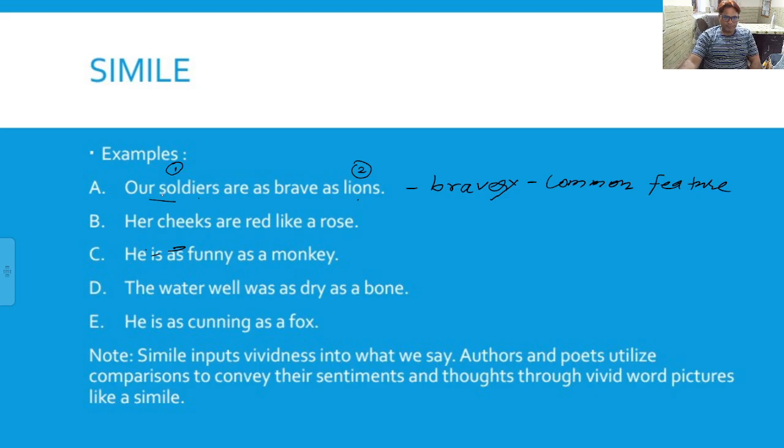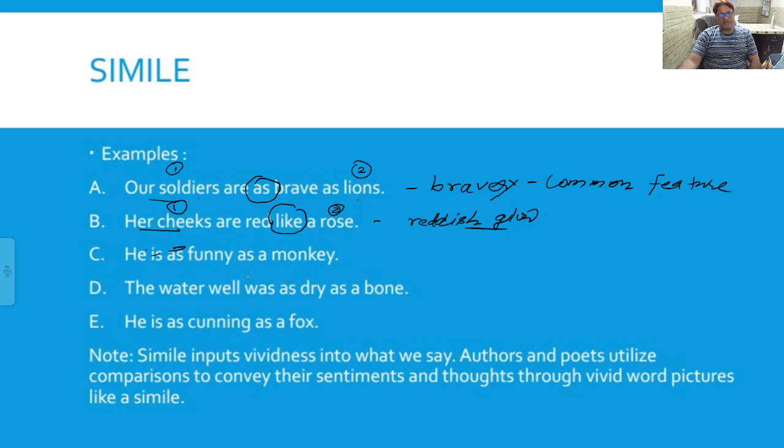And to spot and find out simile is very easy. Why? Because we are using 'as' or 'like'. Her cheeks are red like rose. Now here the word is like. And now two elements: one is cheeks and second is rose. Then what is common here? Reddish glow. Glow, color. That is the common element between them.